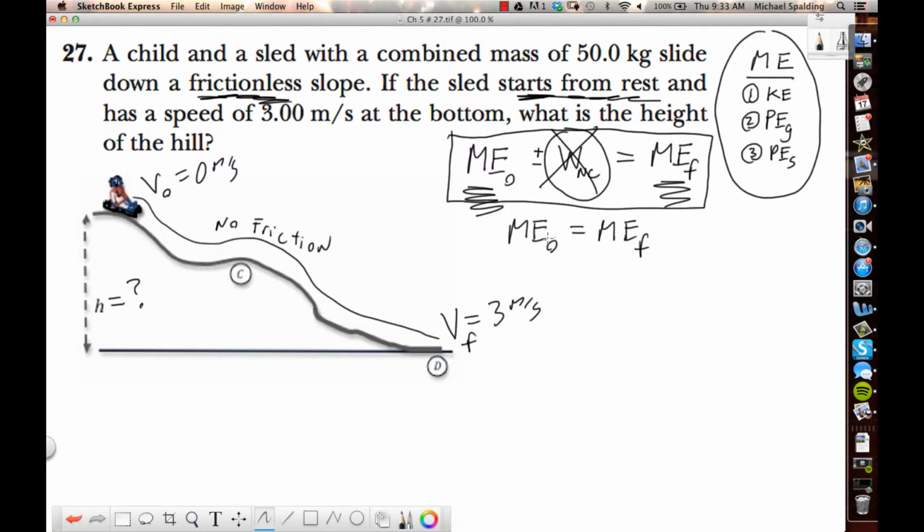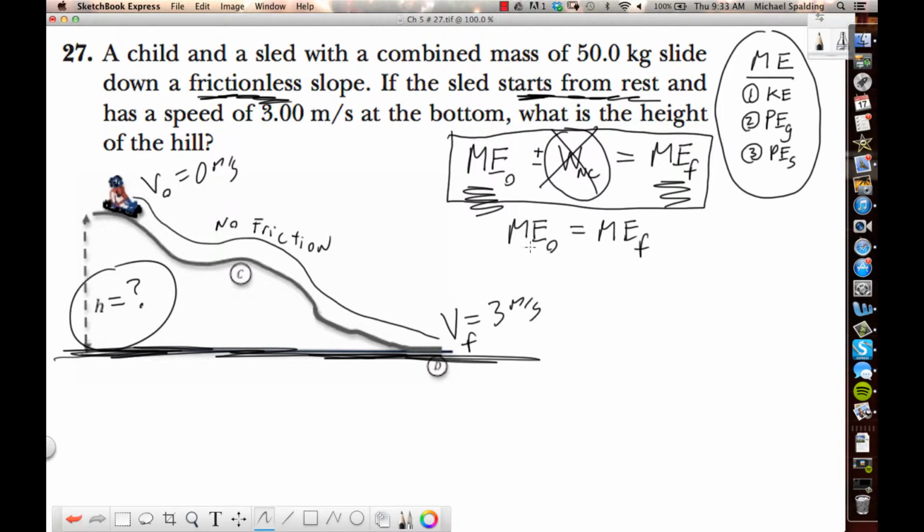All right, so whenever you deal with potential of gravity, you have to set your 0 point. Where's the lowest point in the problem? The bottom of the hill. So put the 0 point down here. And this diagram already did that. See right here? Where did they measure H from? From the bottom. So the 0 point's at the bottom. All right, so we're solving for H.